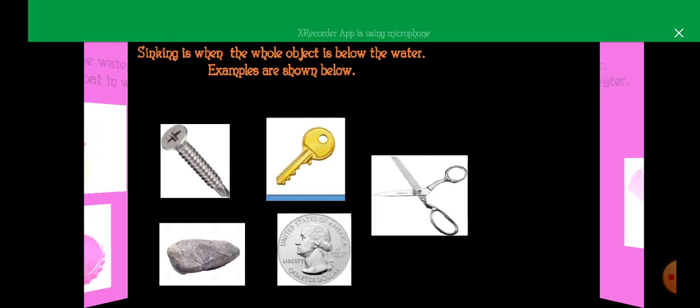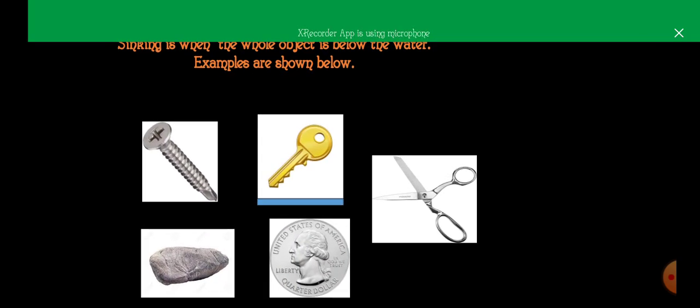Now let's go to sinking objects. Sinking is when the whole object is below the water. That is, when these objects are put inside the water, they do what? Sink. You can get a bowl of water and put some of these objects inside it and see, maybe it floats or sinks. Objects that are heavier sink in the water.